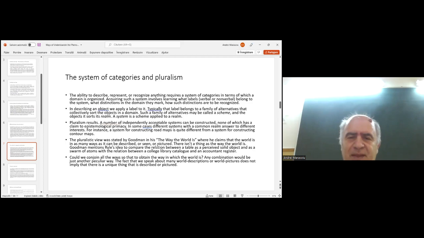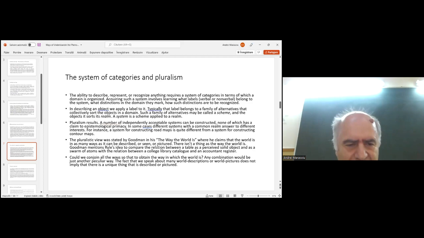The ability to describe, to represent, or recognize anything requires a system of categories, in terms of which a domain is organized. Acquiring such a system involves learning what labels, verbal or nonverbal, belong to the system, what distinctions in the domain they mark, and how such distinctions are to be recognized.